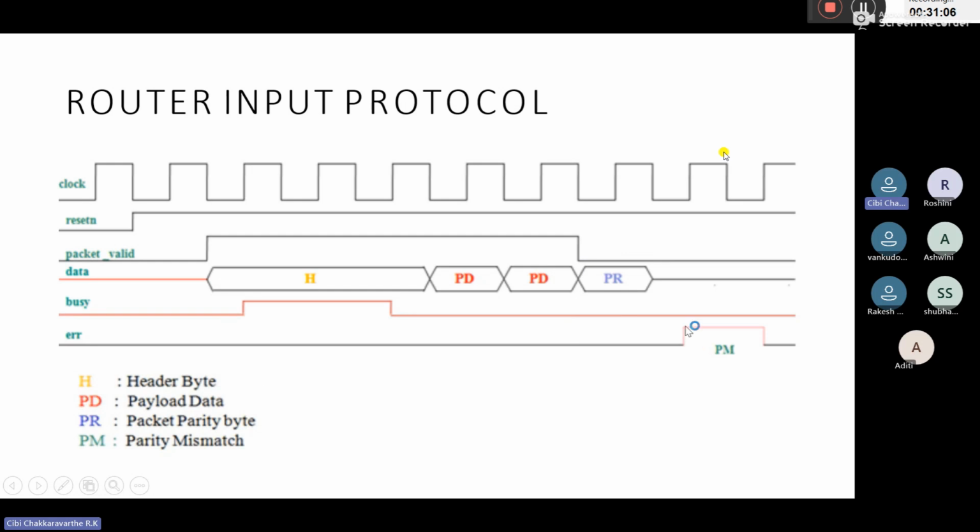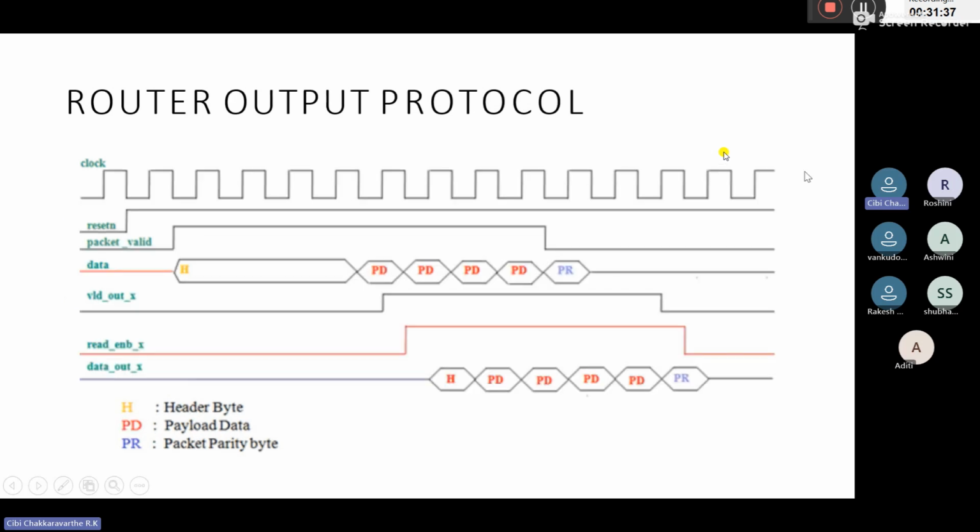And after that, see here the error result. What it is saying is the received packet has an error. If it is an error, our error signal will throw this message. What does it mean? PM means parity mismatch. Parity mismatch in the sense that the data which we sent and the data received by the destination are mismatching. It is not the same. This is from the input side.